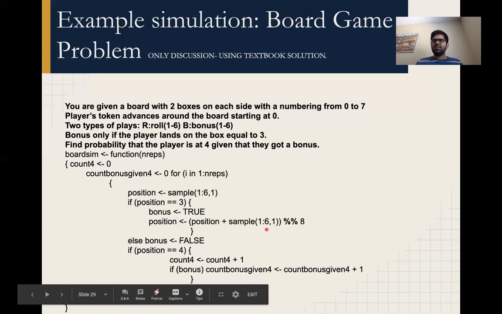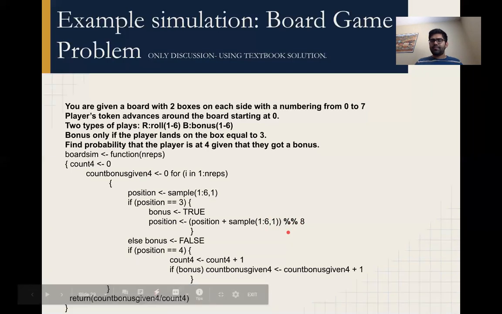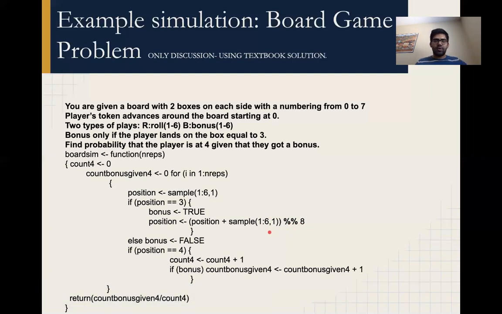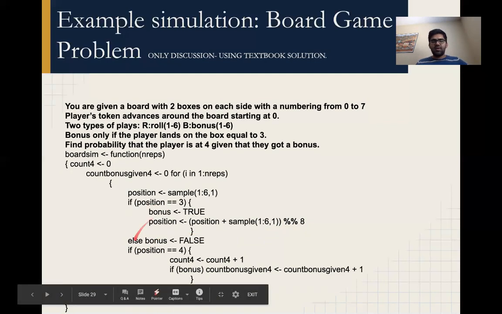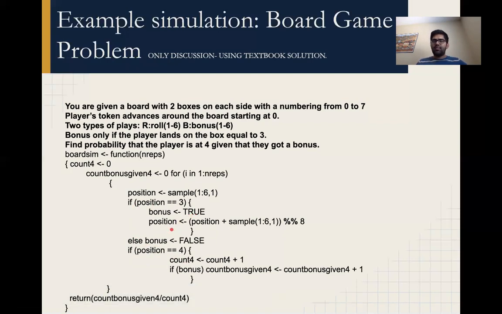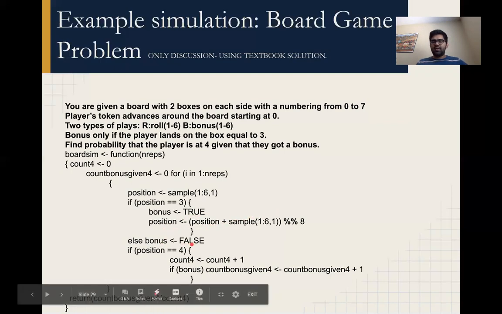I didn't cover this in the previous section actually. This is a modulus operator, sorry, not a function, it's an operator. If the position is not 3, the bonus is false. This if-else condition ends right here. If the position is 3, I get the bonus and the position changes now. Else the bonus is false and nothing matters.